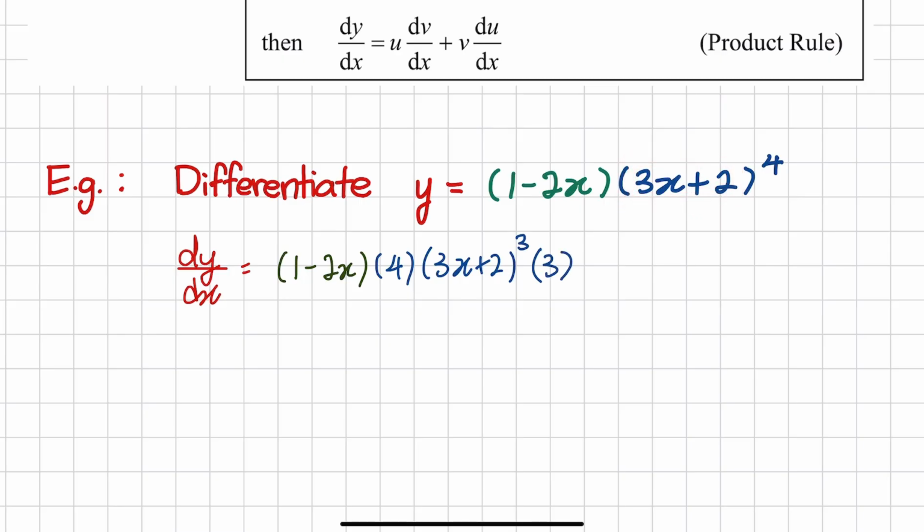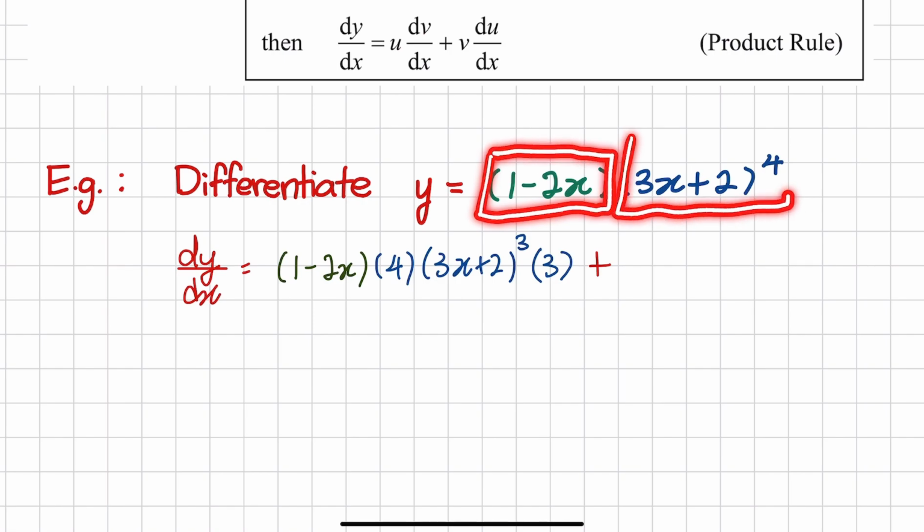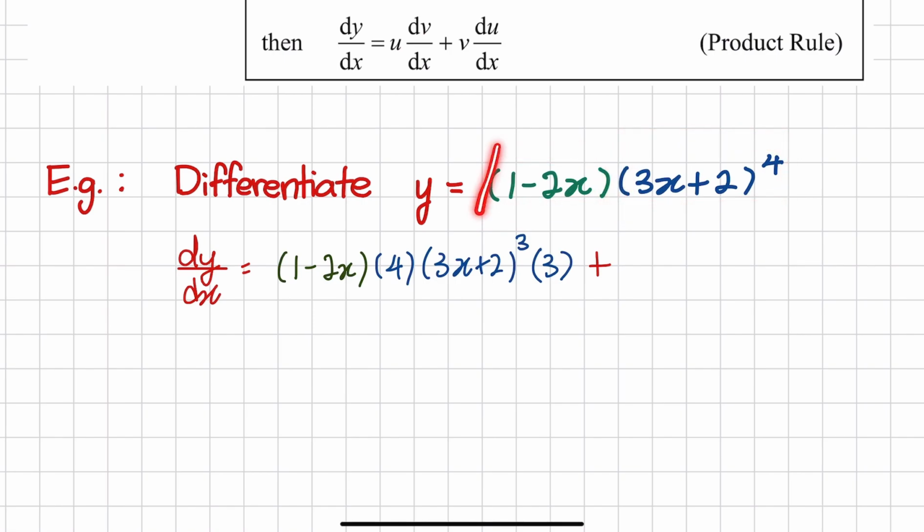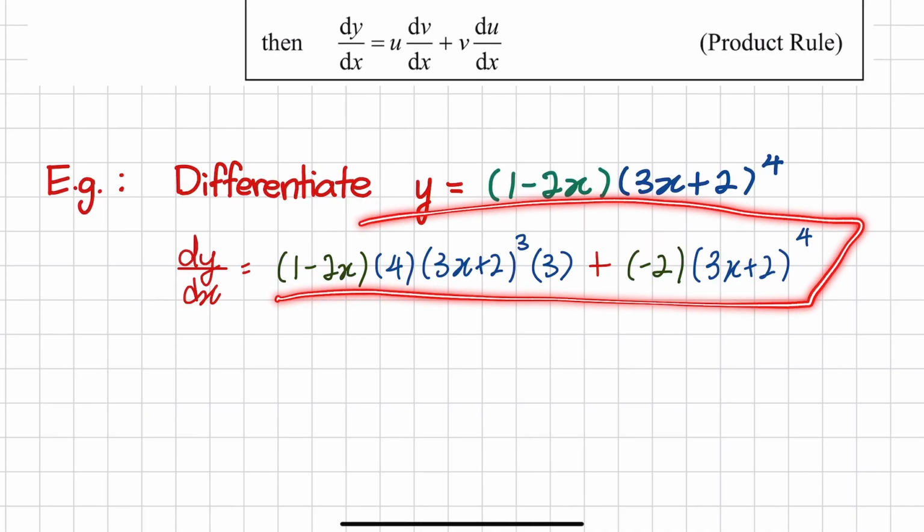Okay, then now I'll add. Your product rule says you will add the next thing over here, which is differentiate this now and keep the second term. So by differentiating the 1 minus 2x, I will get negative 2, and I keep the second term, which is 3x plus 2 the whole thing power 4. Okay, and now you cannot leave your final answer in this form over here. You should simplify.